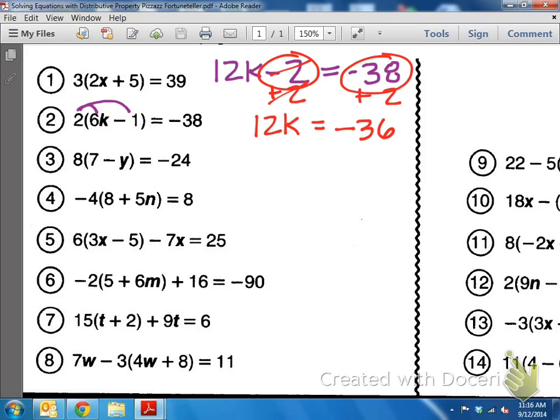From here, to get k by itself, we divide by 12. And we would get k equals negative 3. So the important thing here is when we distribute, distribute means multiply, and you distribute it to everything on the inside of the parenthesis.